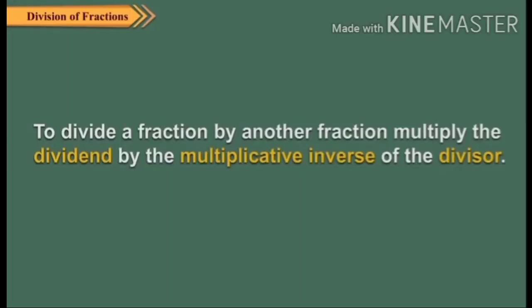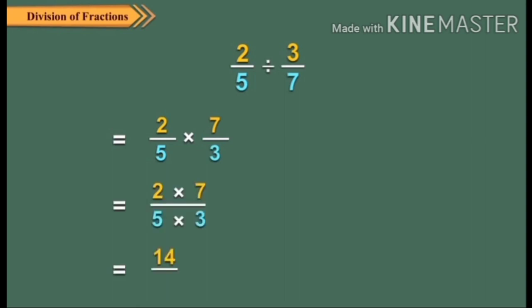Divide a fraction by another fraction. Multiply the dividend by the multiplicative inverse of the divisor. 2 by 5 divided by 3 by 7 equals 2 by 5 into the multiplicative inverse of 3 by 7, that is 7 by 3, equals 14 by 15.